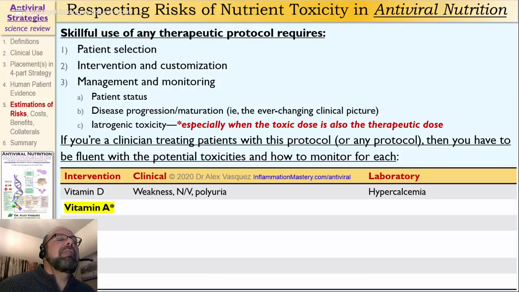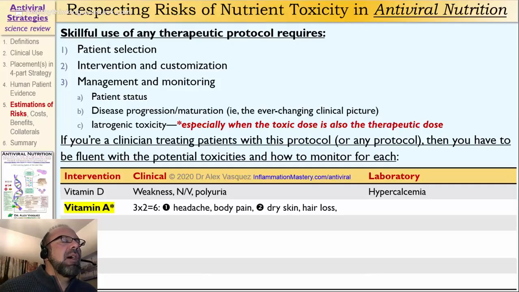Let's look at vitamin A. So with vitamin A, the therapeutic dose is very close to the toxic dose. So here's where we have to be on our game. I typically teach this to students or to conference attendees. I teach them to think of this as 3 times 2 equals 6. That's an easy way to kind of establish some intellectual shelves upon which we're going to put this information. So we've got 3 areas. Each one contains 2 ideas or 2 books on your intellectual bookcase.